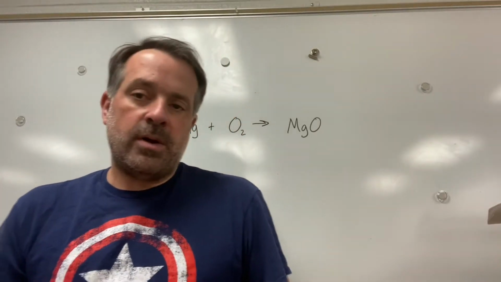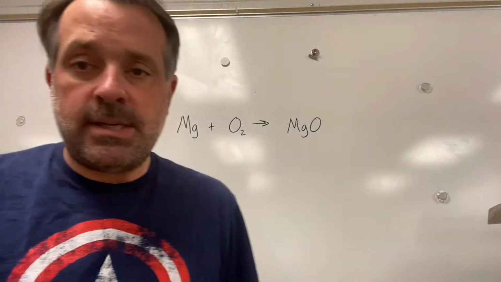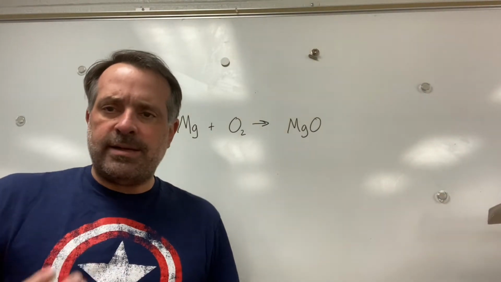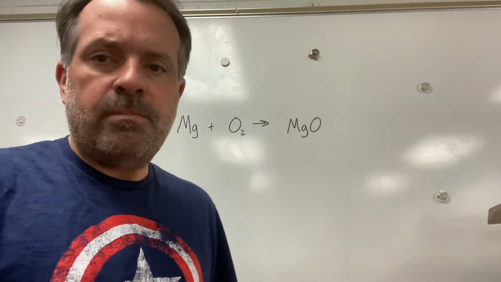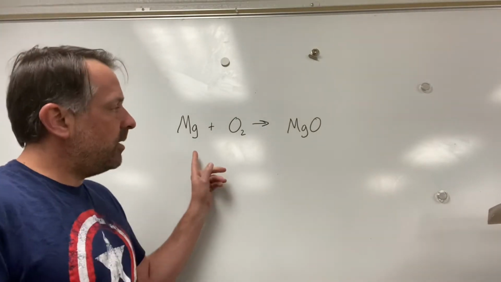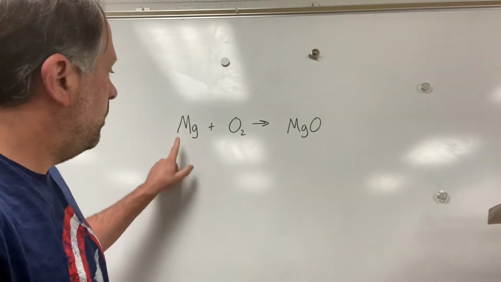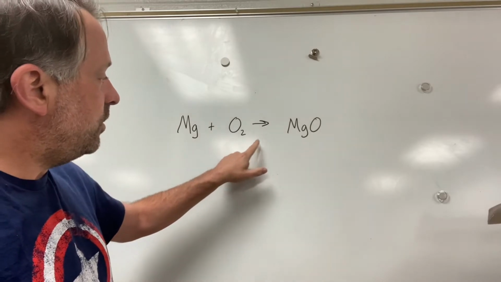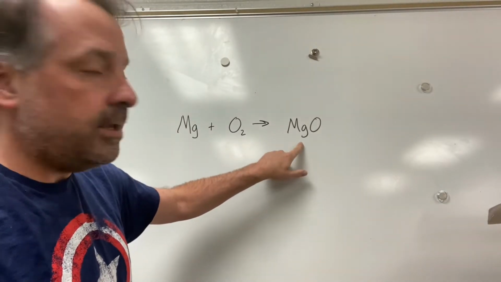All right, everybody, we're going to be looking at balancing chemical equations this week and next week. So let's go ahead and see how this is done. And this is just how I like to do it. I mean, other people have other types of methods, but they're all pretty much the same sort of way. So here we have a chemical equation. We have Mg plus O2 yielding MgO.